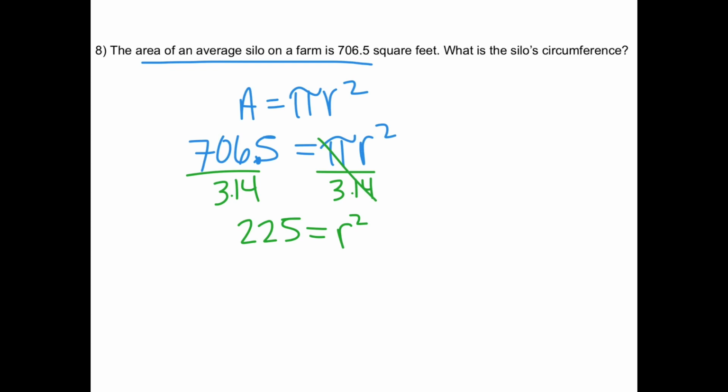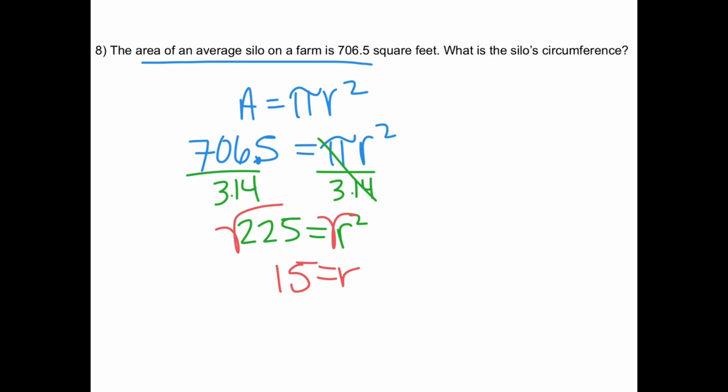So that's very nice. Then when I find the square root of that to figure out what r is, it's a nice even 15. That will often be the case. So whenever you are solving for r, just go ahead and use 3.14 instead of the pi symbol. So we get the radius as 15.